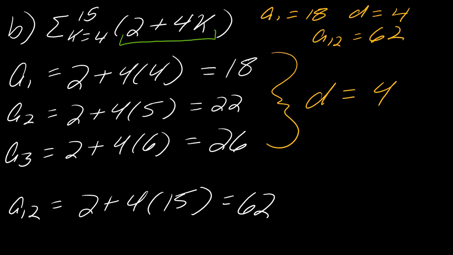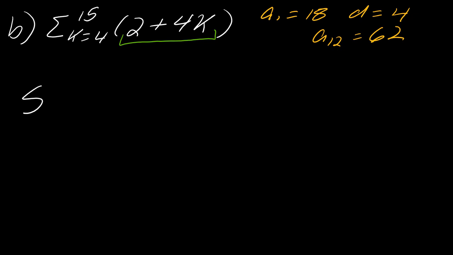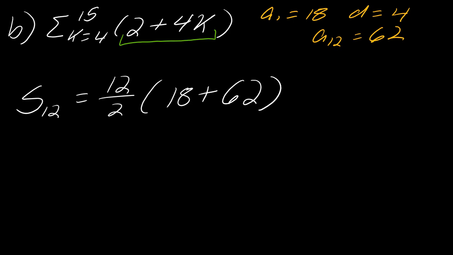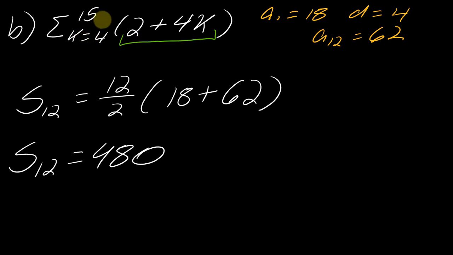Okay, so let me clear some space. Now I know the first and last term in this sequence. So the sum of all 12 terms is going to be found by taking 12 over 2 times 18 plus 62. If I run that calculation out, the terms all added up together will equal 480. That was definitely kind of a tricky one just because the index got kind of messed up. This is a good way to see the difference between sequences and series and to play around with it a little bit.